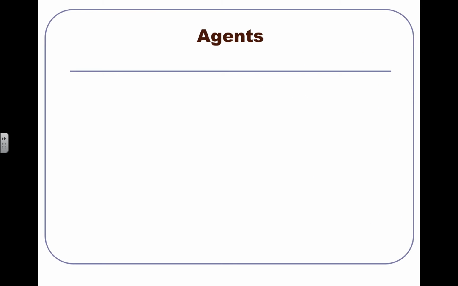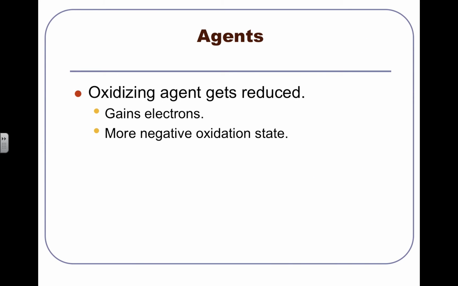Okay, now let's talk about agents. We have oxidizing agents and we have reducing agents. The oxidizing agent is the substance that gets reduced, okay? An agent facilitates something. If you're an athlete and you have a sports agent, they facilitate deals and contracts for you. So an oxidizing agent facilitates something else being oxidized. Since that something else has to lose electrons, this substance will gain them, and by accepting those electrons, it allows something else to be oxidized.